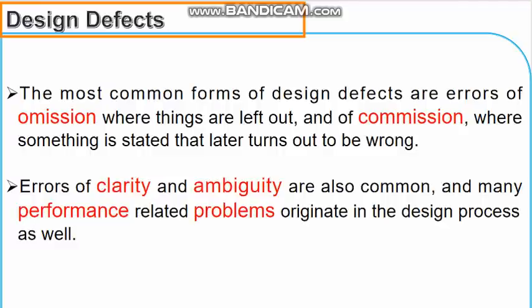The most common forms of design defects are error of omission, where some things are left out, and of commission, where something is stated that later turns out to be wrong. Error of clarity and ambiguity are also common, and many performance related problems originate in the design process as well.